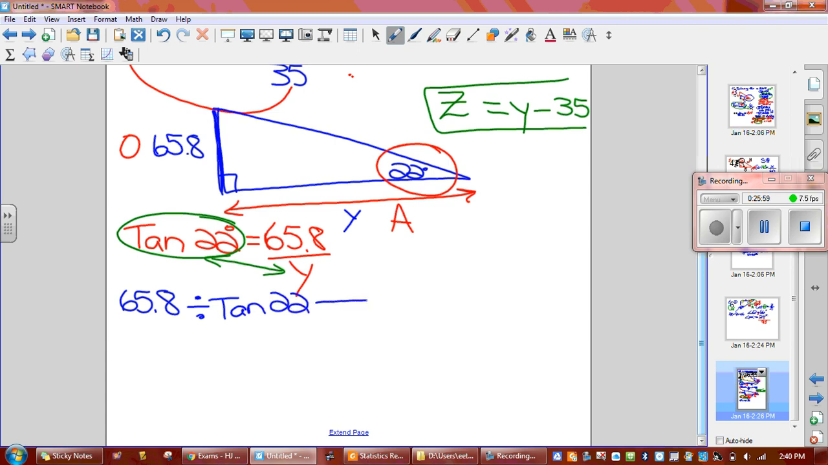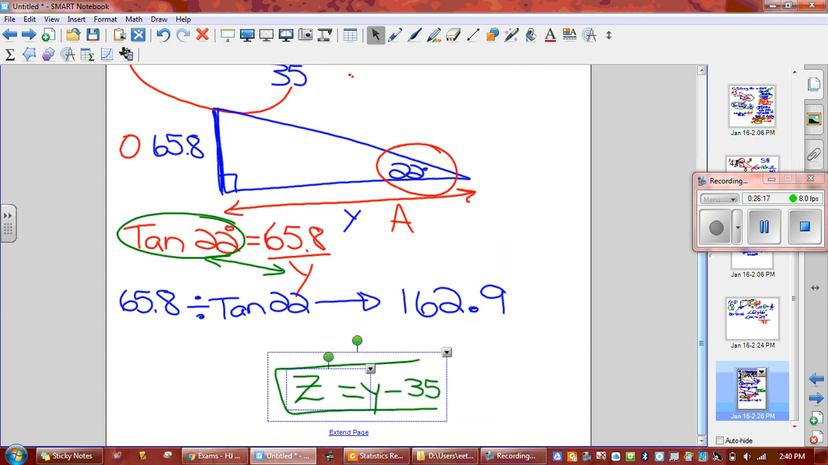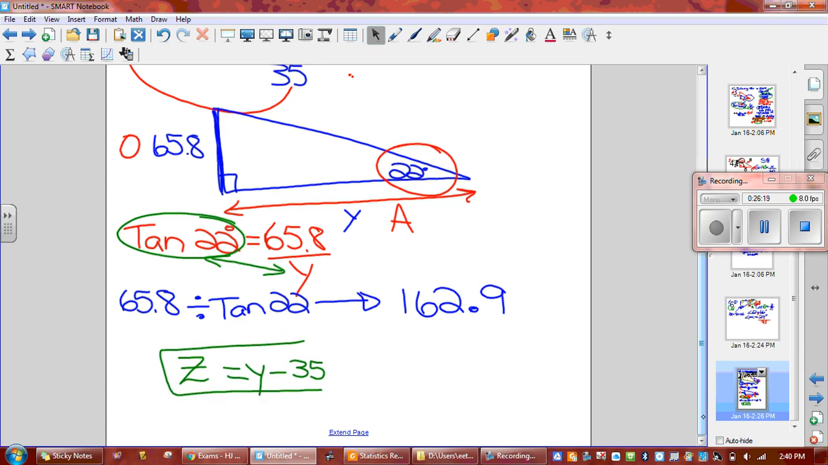So now I know the entire length, and my idea is I need to find Z. In order to find Z, I need to take Y, which is this number right here, equal to my Y. I need to subtract now 35. So in my equation, I'm now going to take 162.9 and subtract 35. That's ultimately going to give me the length of Z.